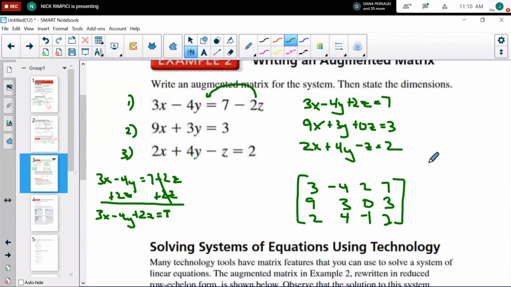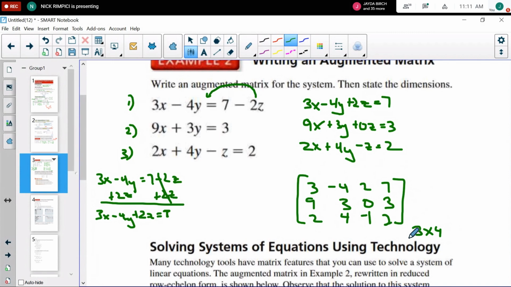So my dimensions here are, well, there's row 1, row 2, row 3. I have 3 rows, and I have 1, 2, 3, 4 columns. So I have a 3 by 4 matrix because I have 3 rows and 4 columns. So that's what I have thus far. Okay, a 3 by 4.